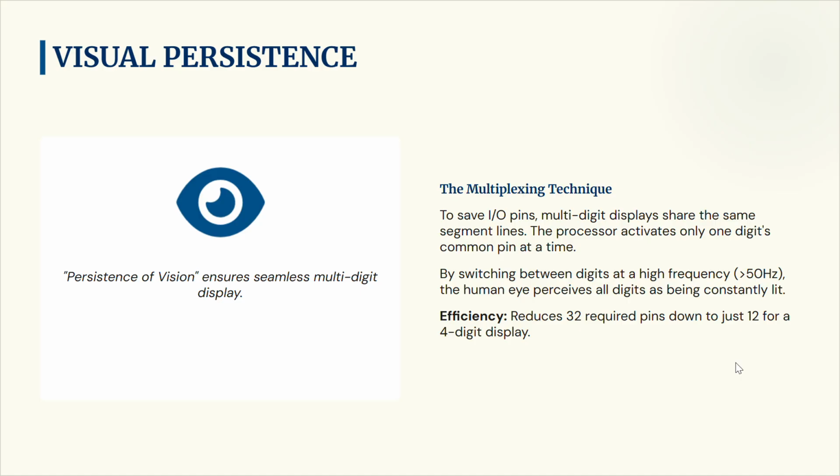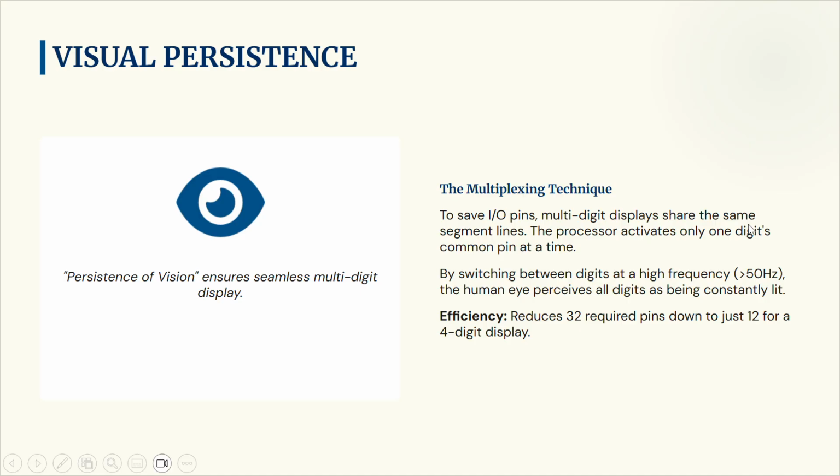We use multiplexing here to save connection pins. All digits in a multi-digit display share the same segment lines. The processor turns on only one digit at a time, and this happens very quickly, quicker than what we humans can perceive as two different events. Switching digits at a high frequency, which I have known to be more than 50 hertz, we cannot see it flickering if you switch it so fast.